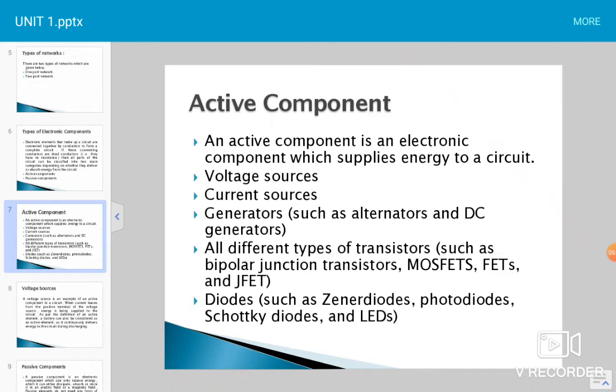Examples of active components are voltage source, current source, generator, such as alternator or DC generator, and all different types of transistors such as bipolar transistor, MOSFET, FET, JFET, junction field effect transistor; all are the best examples of active components. Once we said that a diode is an active component, it may be an active component, it may be a passive component. That's why Zener diode, photodiode, Schottky diode are examples of active components, but a normal diode is not an active component. It may be active or passive.